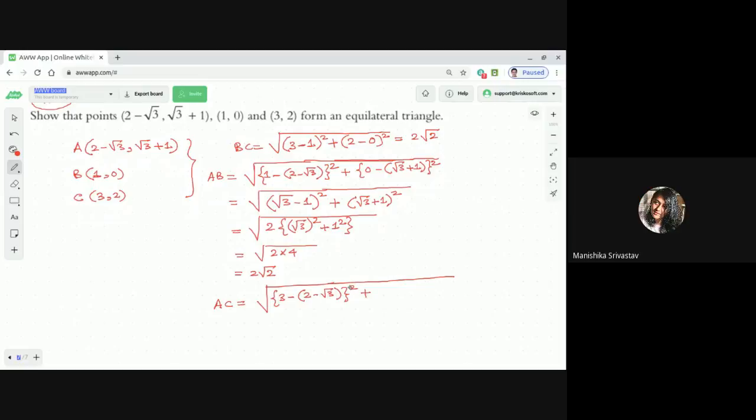Sir, I had a doubt. For example, if I take 1 comma 0 or 3 comma 2, if we do 3 minus 1 whole square or 1 minus 3 whole square, the answer is going to be the same, right? Same, correct, absolutely. So the order doesn't matter, right? Exactly. In that context, you are correct.